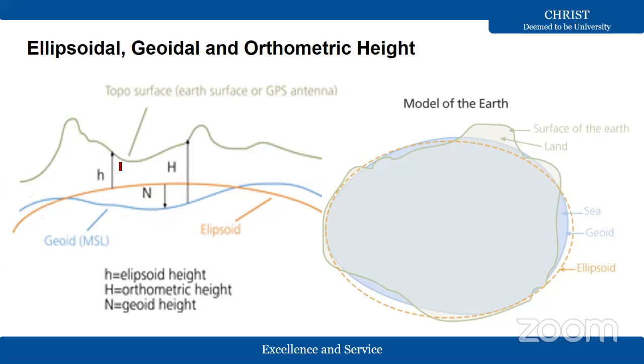Then from the ellipsoid to the geoid, that is called the geoid height. Ellipsoid to geoid, that is the geoid height. Then this is the orthometric height. Orthometric height means from the geoid shape to the natural surface of the Earth that you are going to measure. Orthometric means all the projection lines are parallel and normal to the paper plane. Ortho means the scale is uniform in orthometric height.